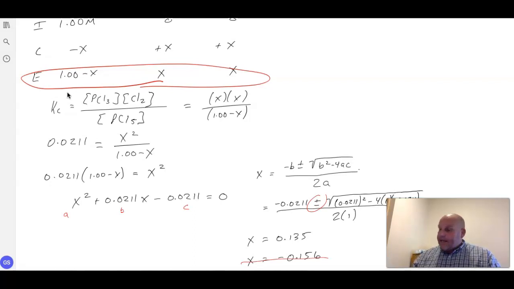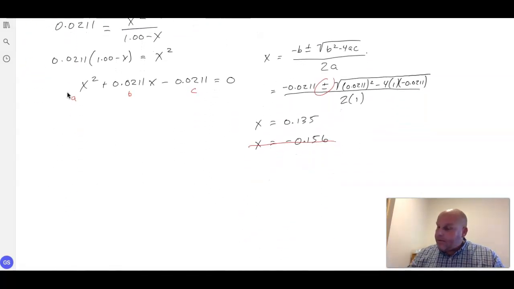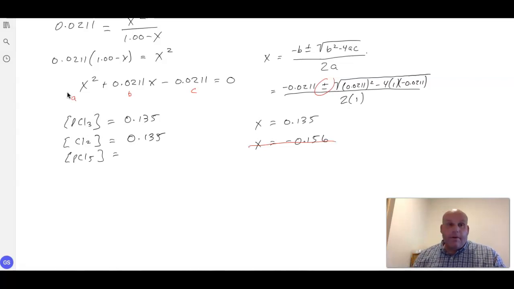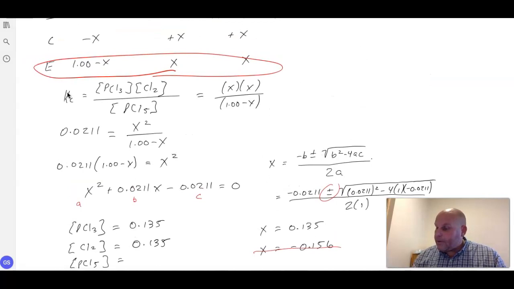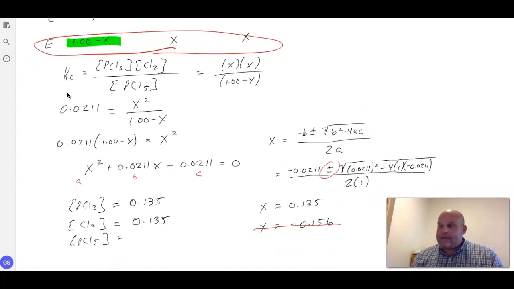All right, so now I have my answers, where I can come here and say we called the concentration of PCl3 x, so that means that value is 0.135. We called the concentration of Cl2 x, so that means that's 0.135. And we called the concentration of PCl5, if you remember, 1 minus x. So that means the concentration of my PCl5 is going to be 0.87 M.